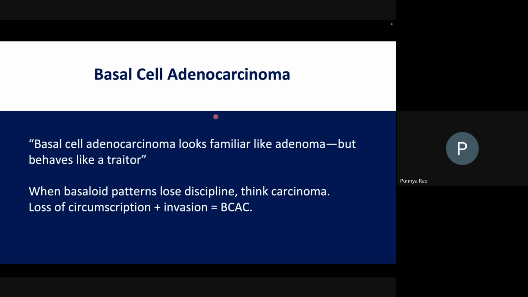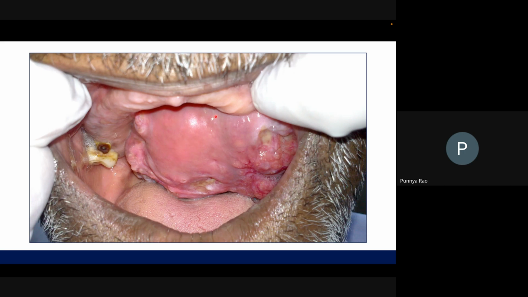It will not show you pleomorphism. It will not show you a lot of atypia or mitosis. Even perineural invasion is not a characteristic feature of basal cell adenocarcinoma. It's considered to be a very low risk or low grade malignancy. What you need to look for is basically the periphery. If there is infiltration, if it is extending into the adjacent tissues, there is no circumscription, you have to call it a basal cell adenocarcinoma.